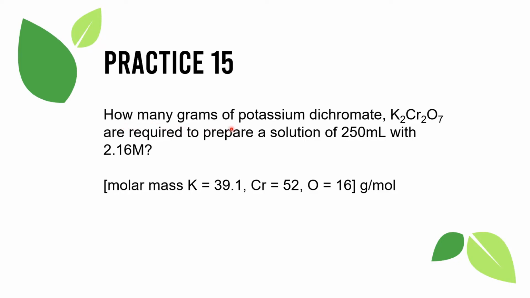How many grams of potassium dichromate are required to prepare a solution of 250 ml with 2.16 molar? So here, 2.16 molar is actually 2.16 mole per liter. Okay, and then we also have the volume of solution here, and what you have to find is the mass of the potassium dichromate.